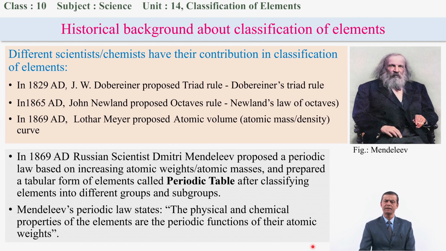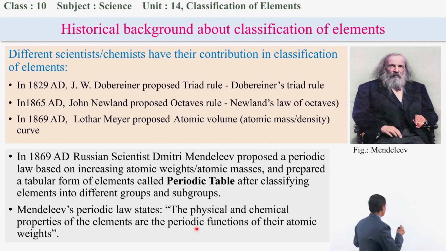So, Mendeleev's periodic table is based on Mendeleev's periodic law. Do you know what Mendeleev's periodic law is? This is the statement of Mendeleev's periodic law. The physical and chemical properties of the elements are the periodic functions of their atomic weight. It means that if the elements are classified according to increasing atomic weight, atomic mass, then properties of elements are repeated after a certain interval.